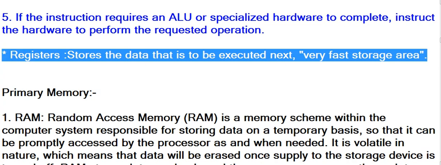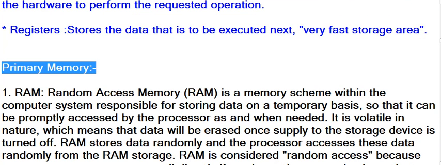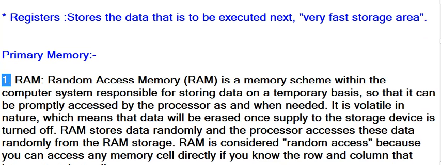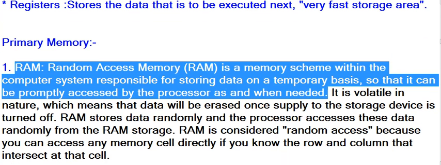Registers store the data that is to be executed next. Very fast storage area. Primary memory. 1. RAM, Random Access Memory, is a memory scheme within the computer system responsible for storing data on a temporary basis, so that it can be promptly accessed by the processor when needed.